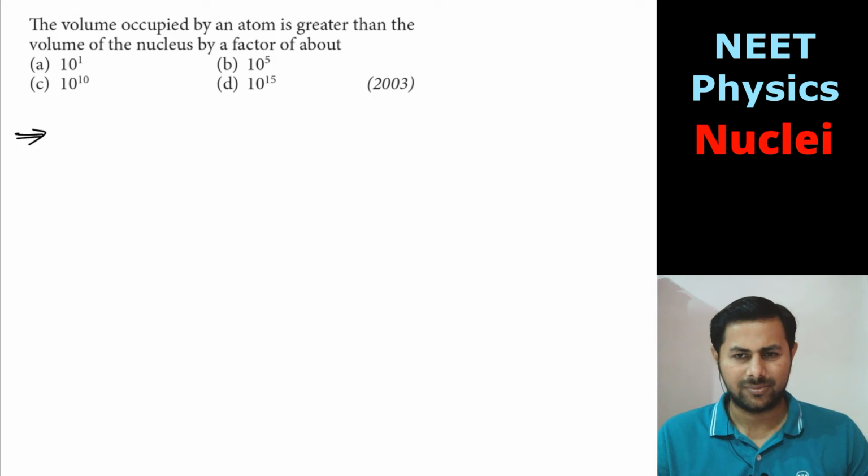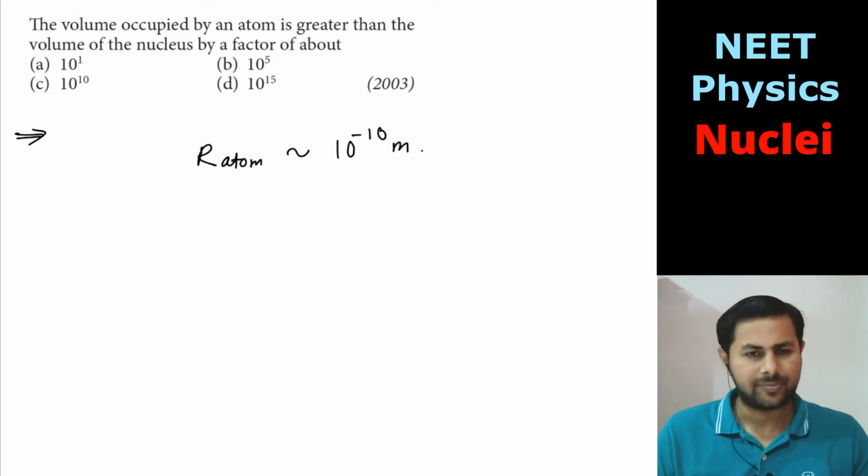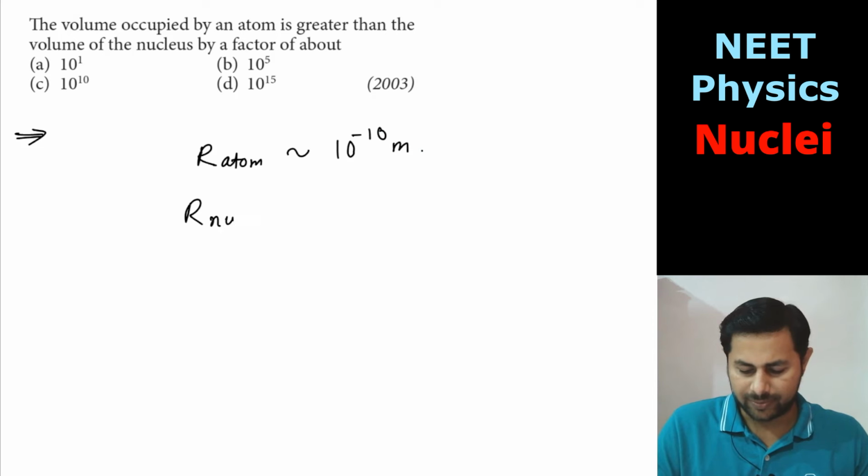Option B. Option D. Yeah, option D is correct, right? Because the radius of the atom is of the order of 10 raised to minus 10 meters. The radius of the nucleus is of the order of 10 raised to minus 15 meters.